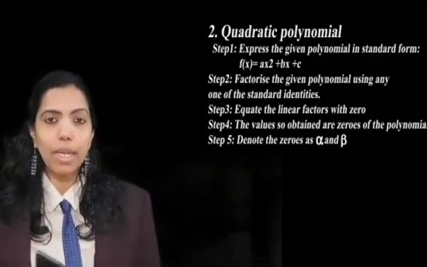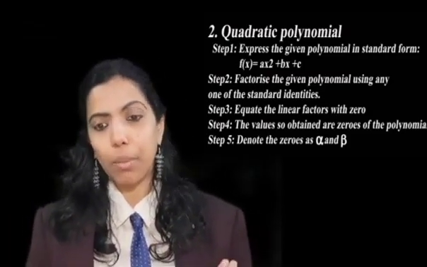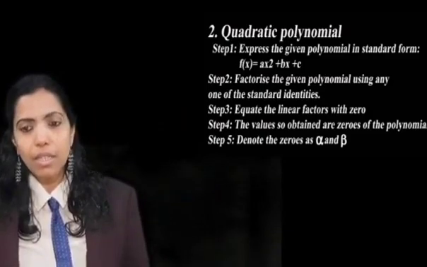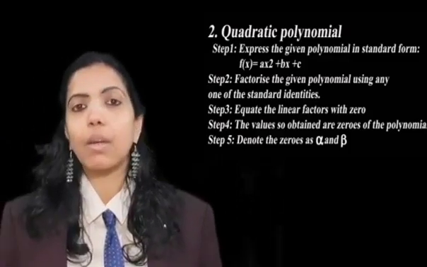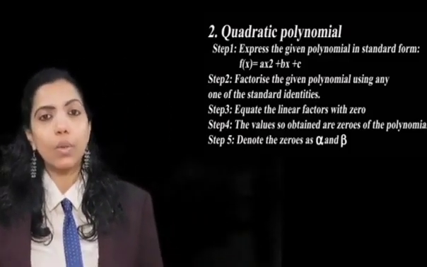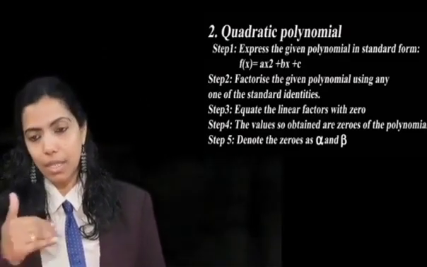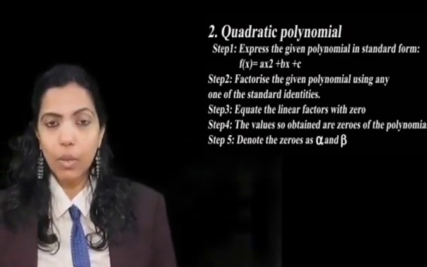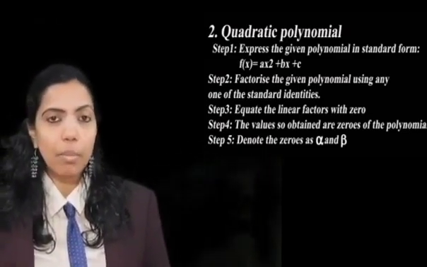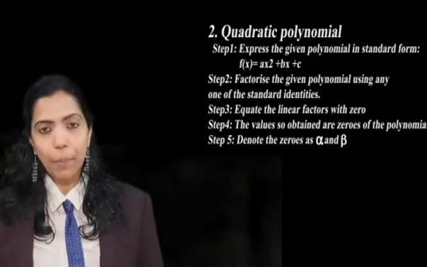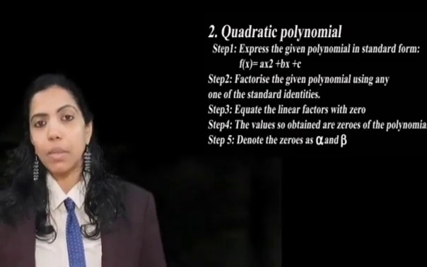Already we are familiar with so many identities. Basically we need the 4 standard identities, which we know from grade 8 onwards. The first identity: a plus b the whole square equals a square plus 2ab plus b square. The second identity, where we change the sign: a minus b the whole square equals a square minus 2ab plus b square. The third one: a plus b into a minus b equals a square minus b square. And the fourth one: x plus a into x plus b equals x square plus a plus b into x plus ab.